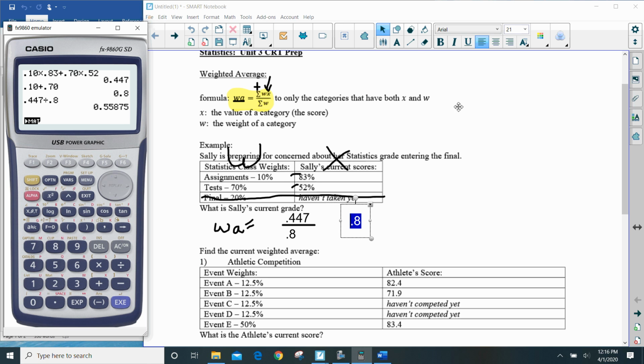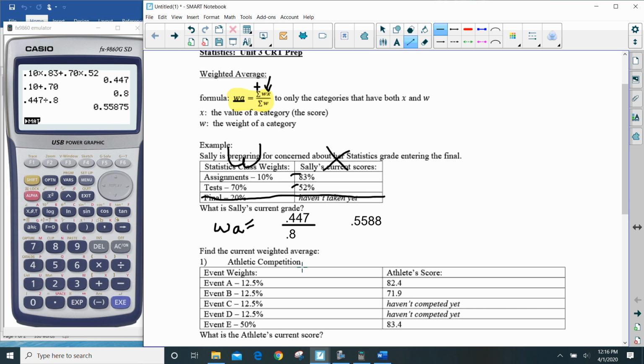And we see that Sally will have a score of 0.5588. So she is not passing. She has almost a 56%, so she currently has an F without that final.